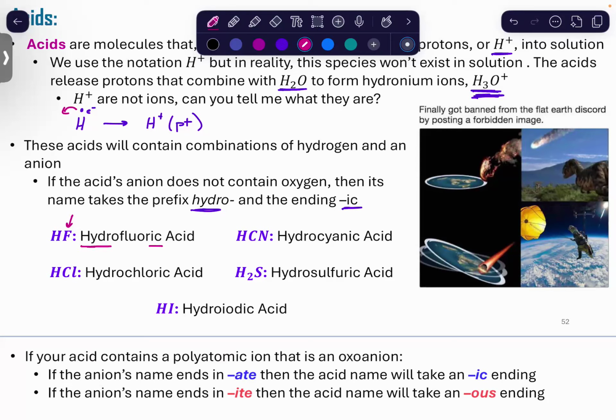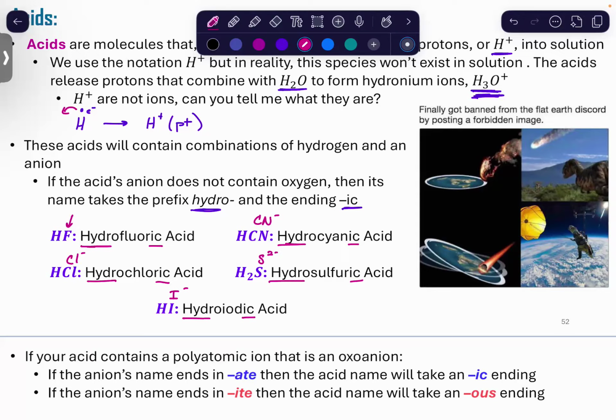Again, cyanide is one of your polyatomic ions, but it's not an oxoanion. So you have hydrocyanic acid because the CYAN is the root of cyanide. Your HCl becomes hydrochloric acid because chloride is your anion. Hydrosulfuric acid because sulfide is your anion. So hydro and then your IC. And then hydroiodic because iodide is your anion.